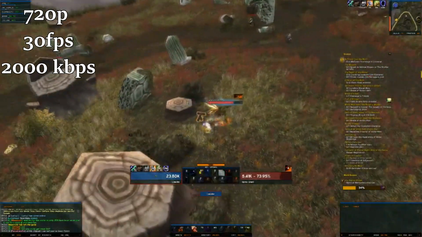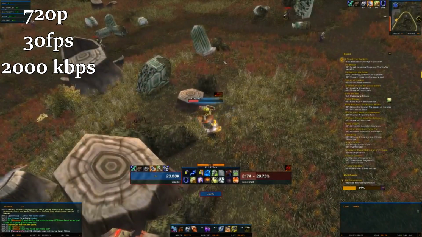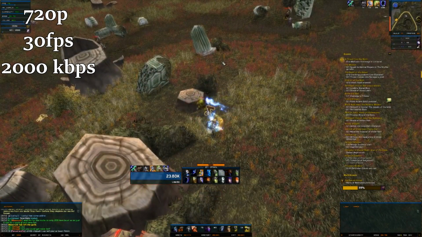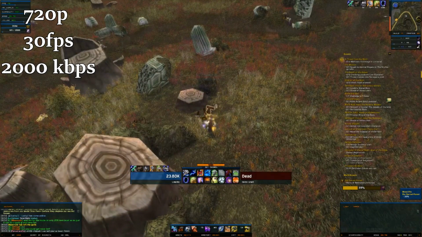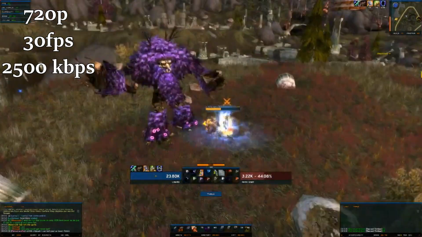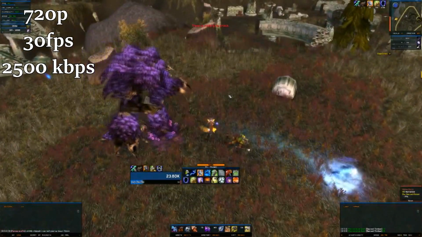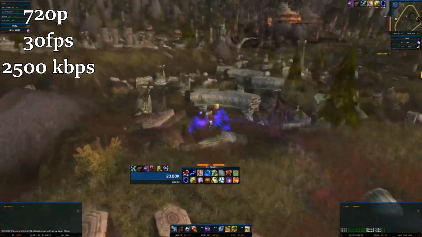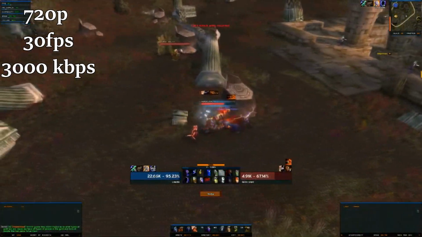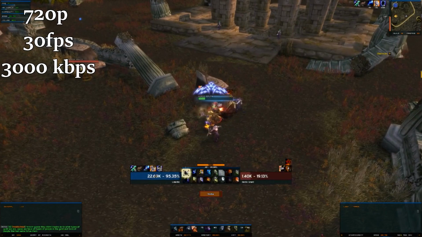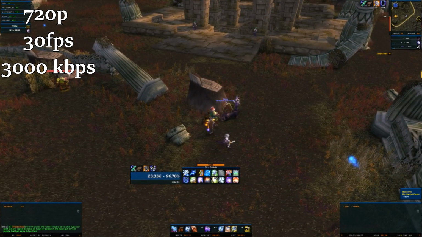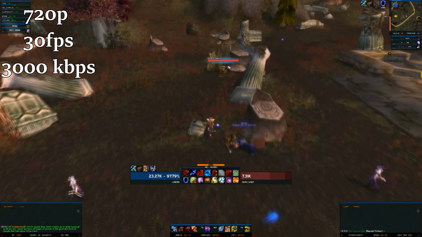So let's move on into the sweet spot. This is 720p. At 30 frames per second and 2000 bitrate, you're going to notice that there's a lot of pixelation, but it doesn't look that bad. This is actually a very acceptable resolution and bitrate to be streaming at 30 frames per second. It doesn't look as buttery smooth as 60, as we'll notice in just a second, but at 3000 bitrate it's starting to look pretty good, and 3500 bitrate actually looks quite good.